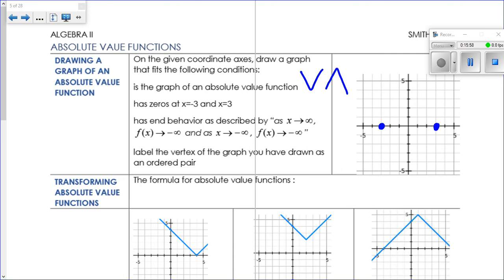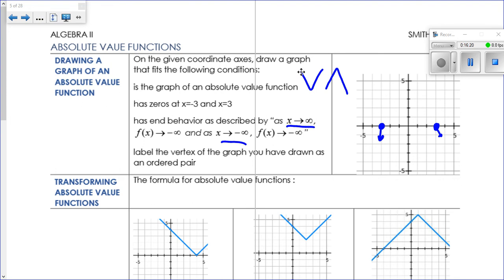The end behavior, as described, it can be described as it goes towards the right, it's pointing down. So it's going in this direction. As it goes towards the left, it's pointing down. Where am I getting that information from? Right here, it's going towards the right. Right here, it's going towards the left.